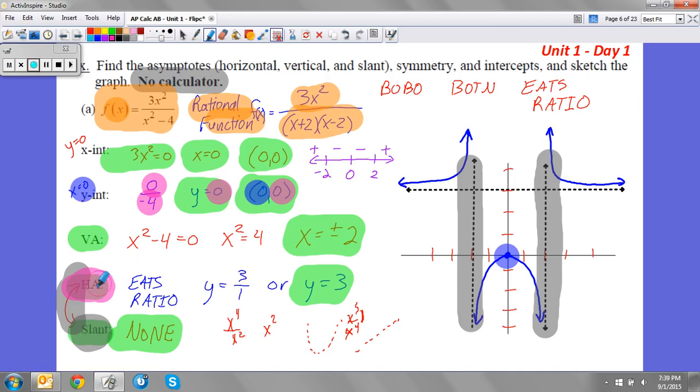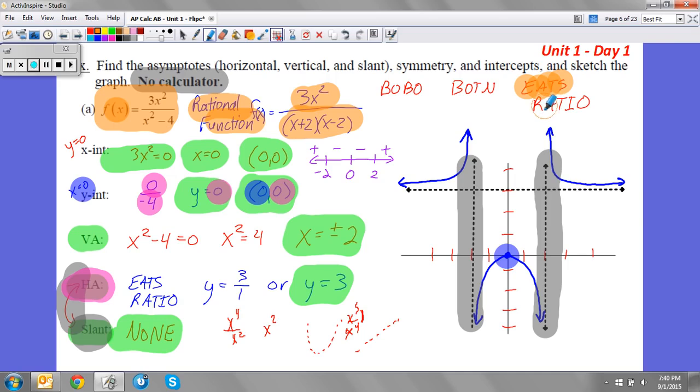So for horizontal asymptotes, you're going to use Bobo the clown, Bobo-Botnitz's ratio. This means bigger on bottom, y is equal to 0. That's what the acronym stands for. Okay, so let me get a different color so it doesn't cover it too much. When the exponent is bigger on bottom, y is equal to 0. In this case, my biggest exponent in the numerator is x squared, and my biggest exponent in the denominator is x squared. So they're the same.